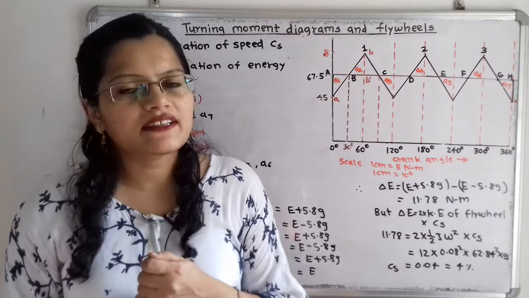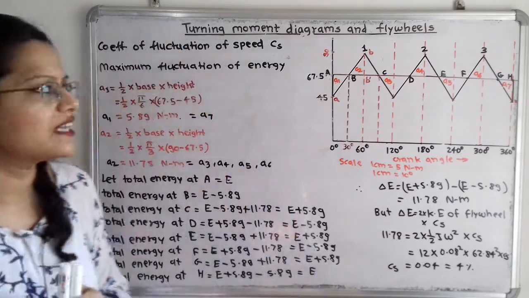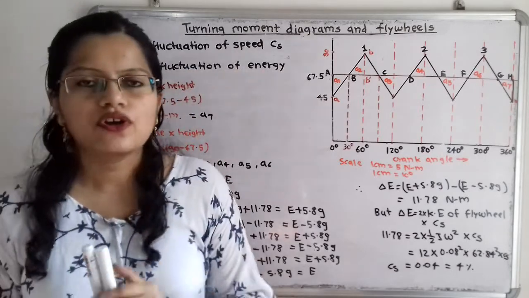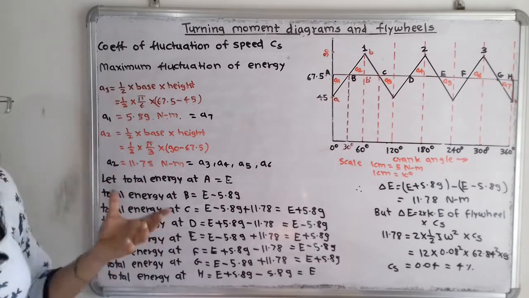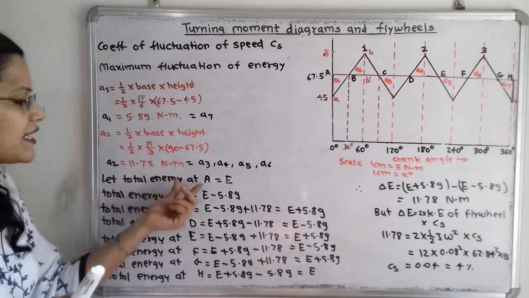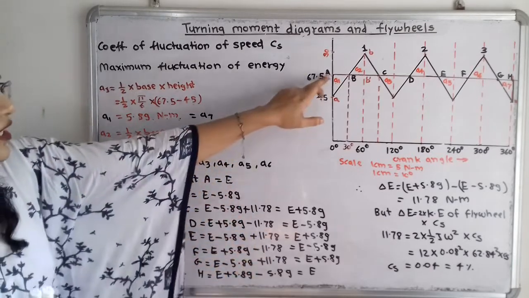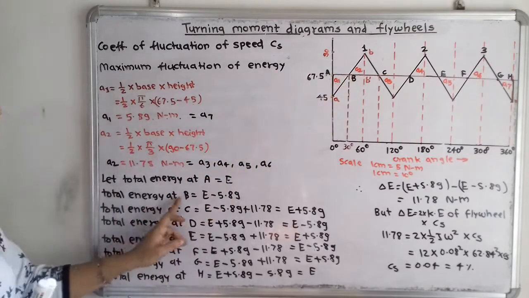And if we take the difference between that maximum energy and minimum energy, then it will give us the maximum fluctuation of energy. So for that we will first assume the total energy at A is equal to E. Total energy at point A is equal to E. Then what is the total energy at point B?